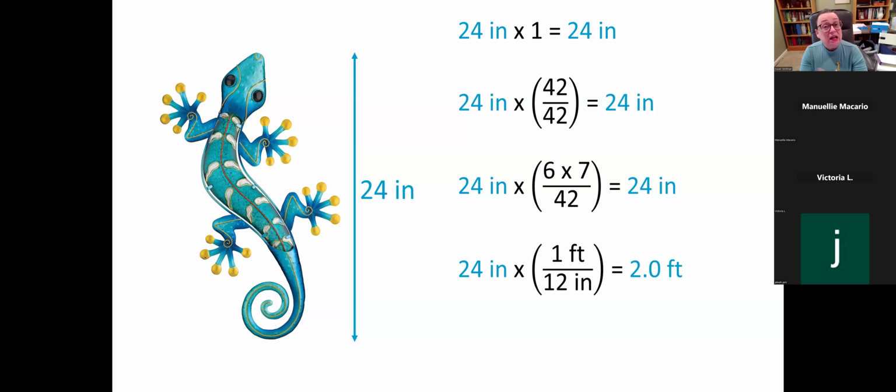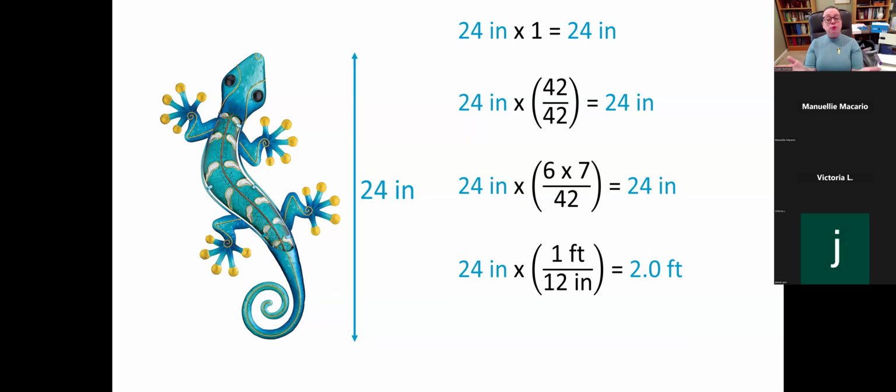So we have to add an extra significant zero, but we don't want to change the size of our value. So we have 2.0. So it's still the same size. You'll note my gecko is still the same size he was before. But we have the required second significant figure, showing 2.0 feet.